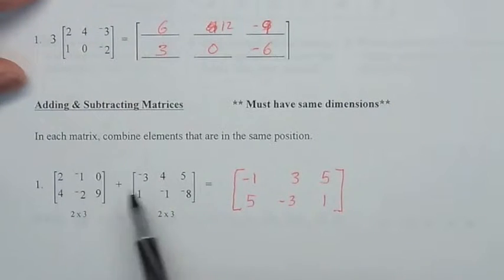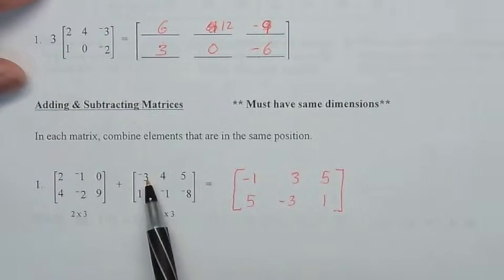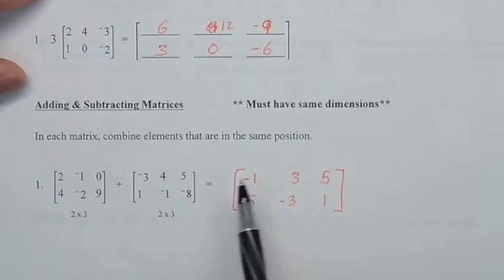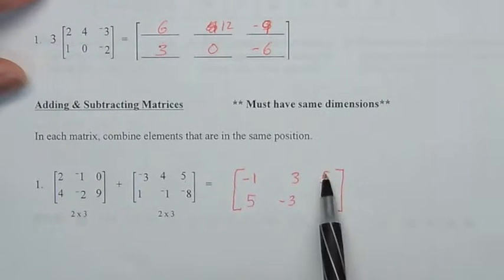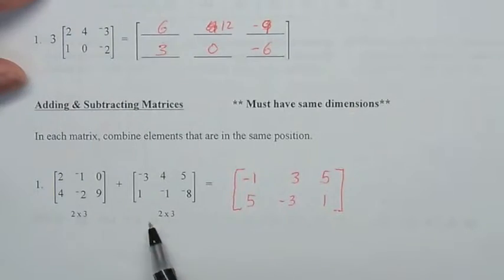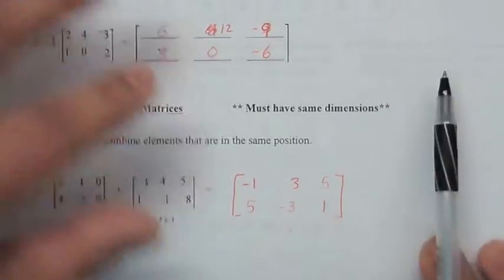So again, we just go ahead and add them. 2 plus -3, -1. -1 plus 4, 3. 0 plus 5, 5, and so on. We get that. Dimensions are the same: 2 by 3, 2 by 3.